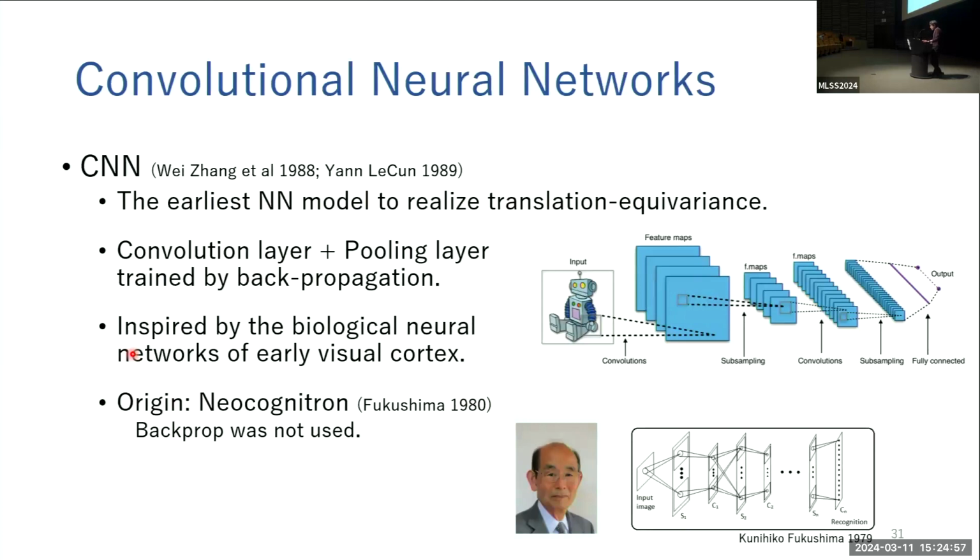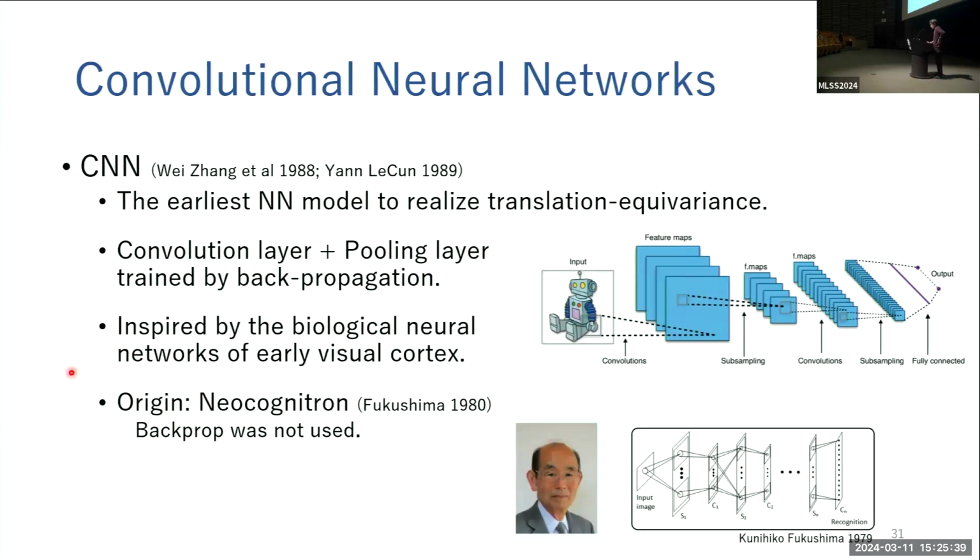And the convolutional neural network is already like 25 years old, and the earliest neural network model to realize translation equivariance. And it uses a convolutional layer and a pooling layer, and it is trained by backpropagation. And I'm going to explain what is convolutional layer from now on. And this architecture is actually inspired by the biological neural network of early visual cortex.